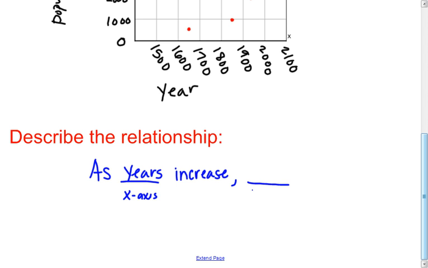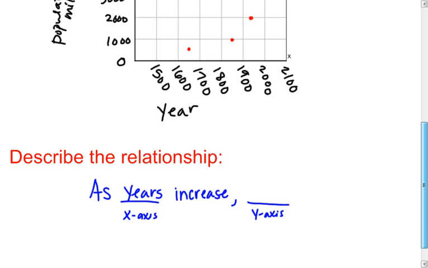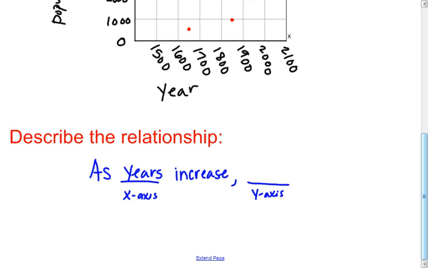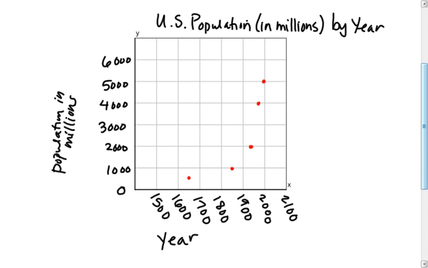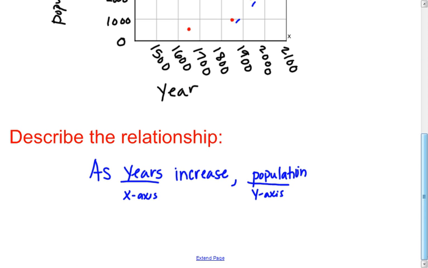and then right here, you're going to tell me whatever's on the y-axis. Okay? In this case it is my population. And then tell me, does your population increase or decrease as you move to the right? Well, as I'm moving to the right, these y values are getting higher and higher and higher. So as years increase, population also increases.